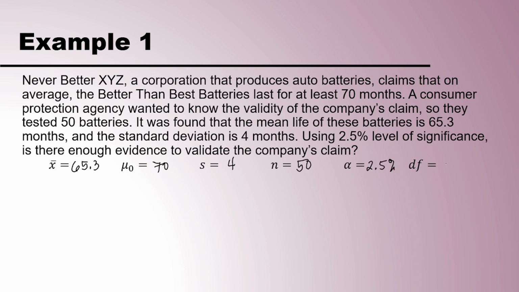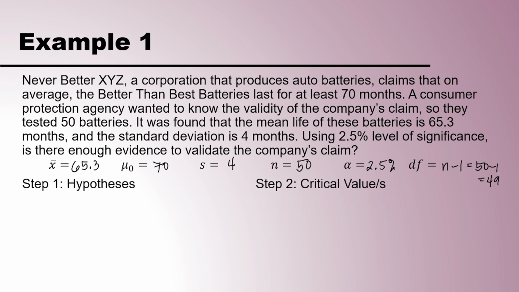And our degrees of freedom, we solve using n-1. Our n is 50 minus 1, that is 49. Let's set up the hypothesis. So we write H0 and HA.